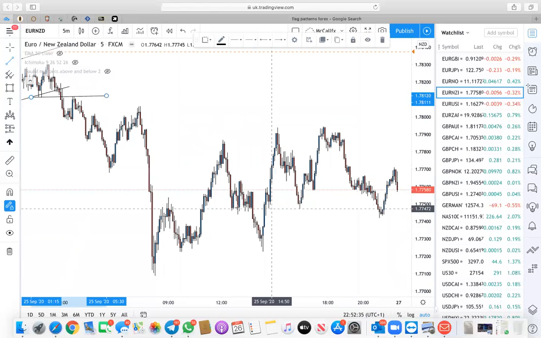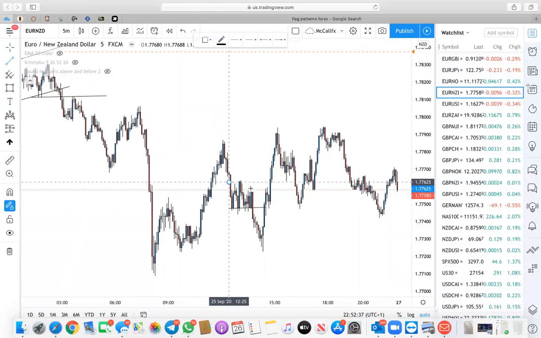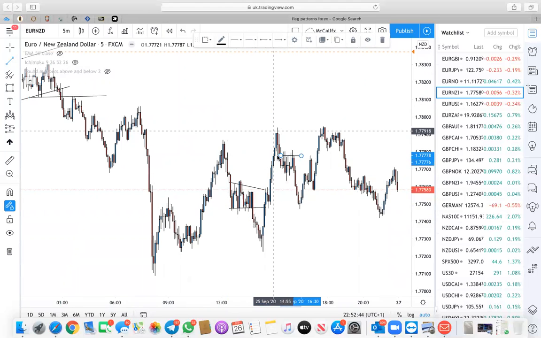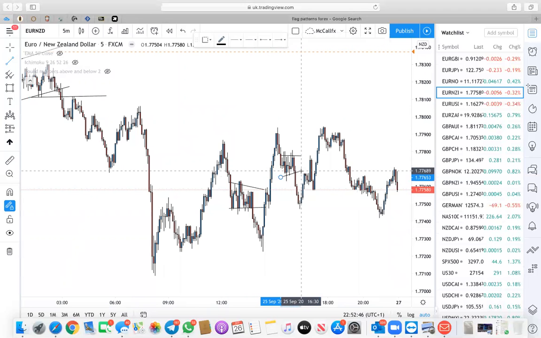Same thing with this. It goes down. I'm seeing this brief consolidation and it went down. All right. Goes down, brief consolidation, and it did what? It went down.